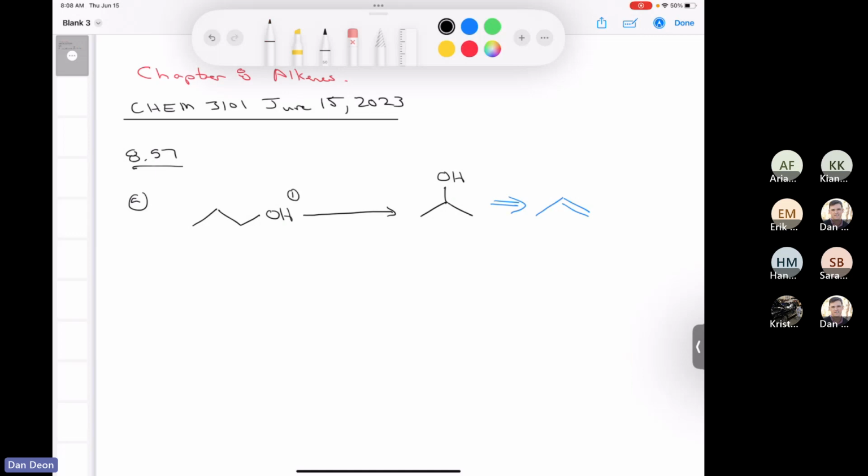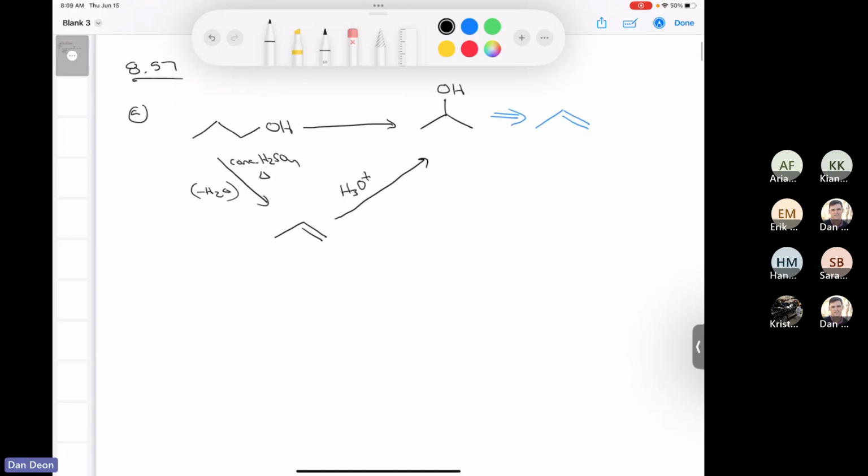So step one, actually, let's write the whole thing out. Step one is going to be to treat it with concentrated sulfuric acid and to heat it up. Right, and that's going to drive off water. Sometimes we put minus H2O just to show the reader what small molecule we're losing, and that is going to give us the desired alkene like this. And then all we have to do is a Markovnikov addition of water across that double bond, and that's going to give us the desired product. All right, so that's the first part of that question.